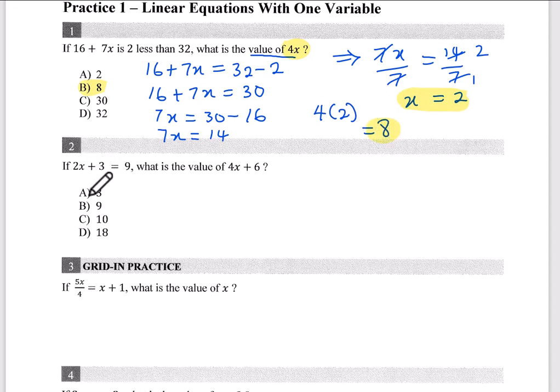Next question says, if 2x plus 3 is equal to 9, what is the value of 4x plus 6? Now this question, you can fix by solving like we've been doing, but if you look at this closely, you will see something. If you multiply this whole equation by 2, it will result in this. So let's check it out.